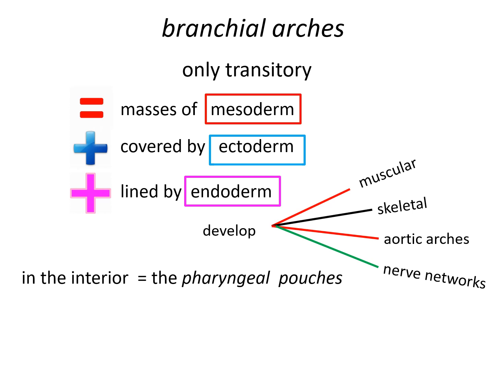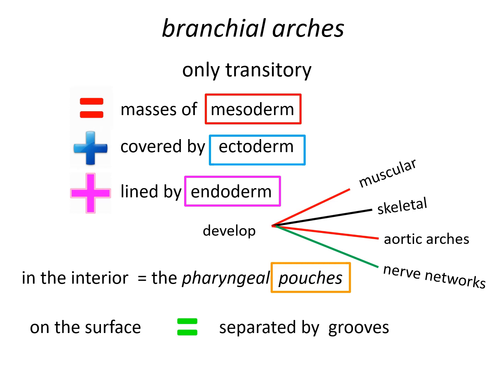Now, in the interior, the space between one arch and the other is called a pharyngeal pouch. On the surface, a depression separating the arches. These depressions are called grooves or clefts.